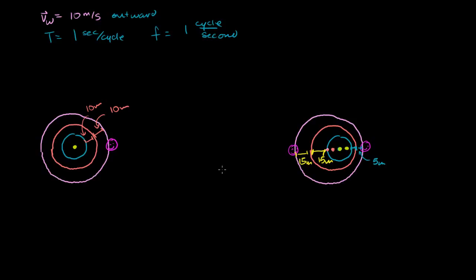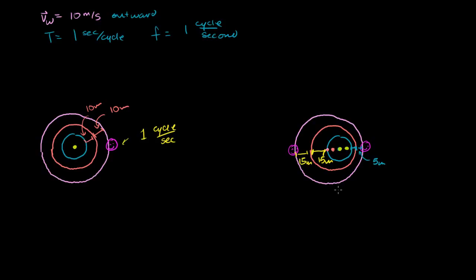Now, what's going to be the perceived frequencies for this? Well, this guy has one crest passing him right now. It's going to take exactly 1 second for the next crest to get to him because it's traveling at 10 meters per second. So he is going to perceive one crest or one cycle per second, or a frequency of 1 hertz, which makes sense. They're both stationary relative to each other. And we're also talking about classical physics. We're not getting into relativity and all of that. But the observed frequency is the exact frequency that was emitted by this guy right there.